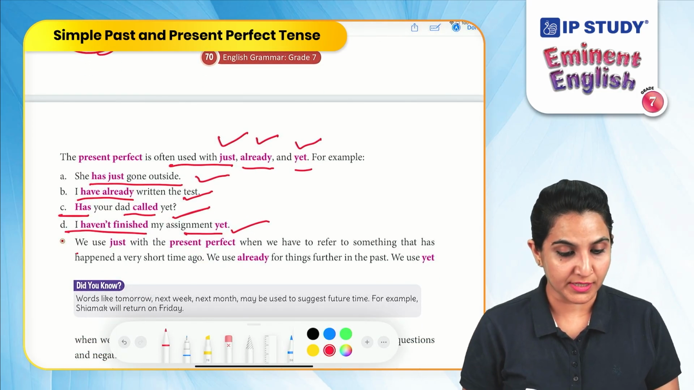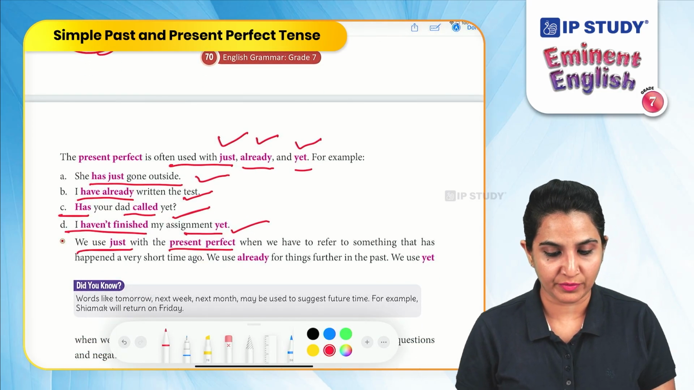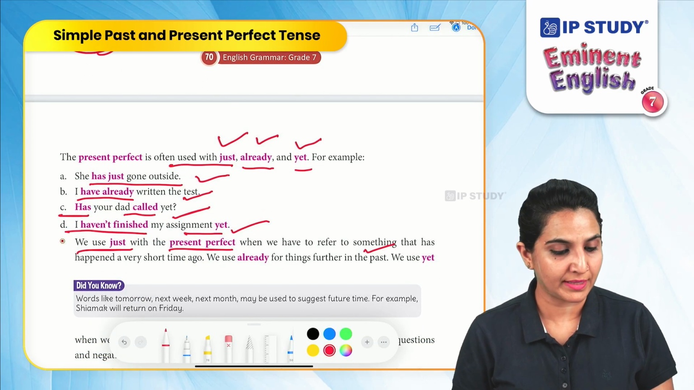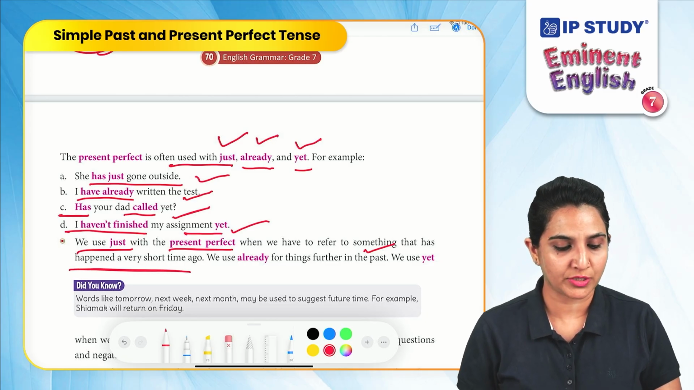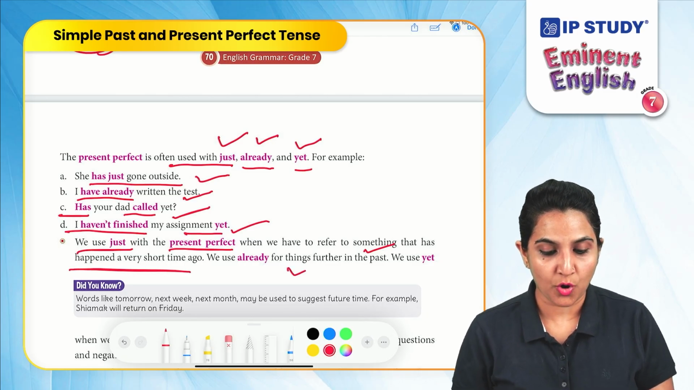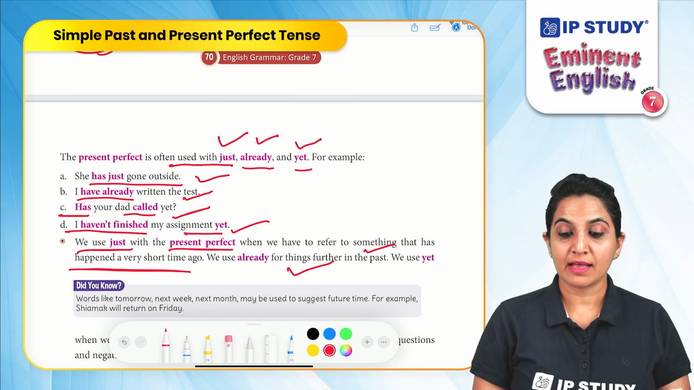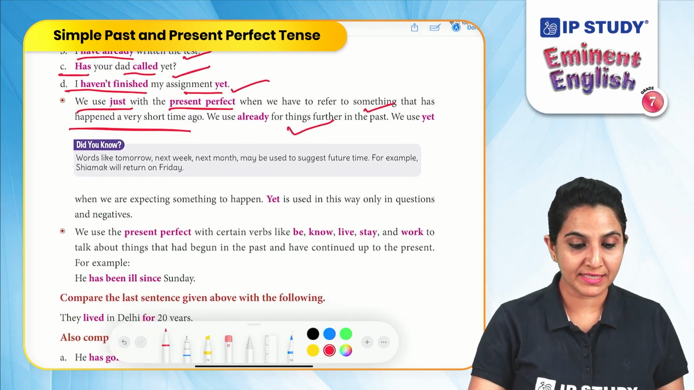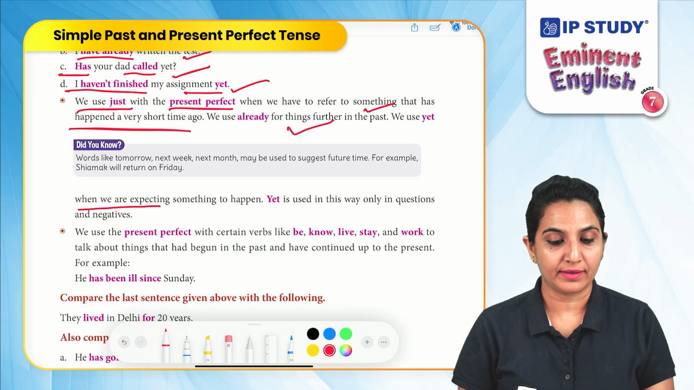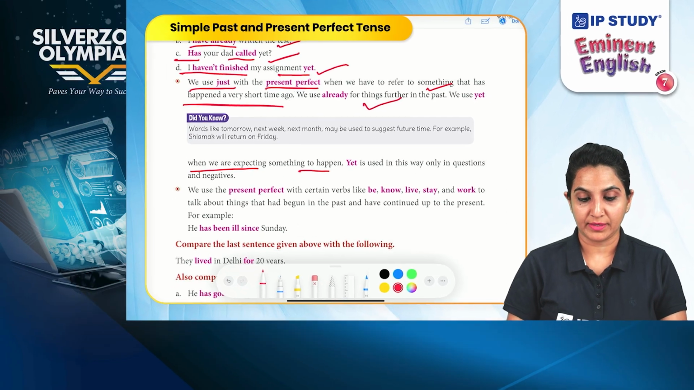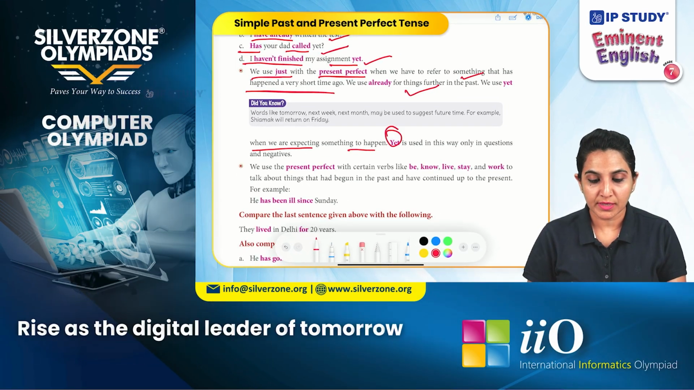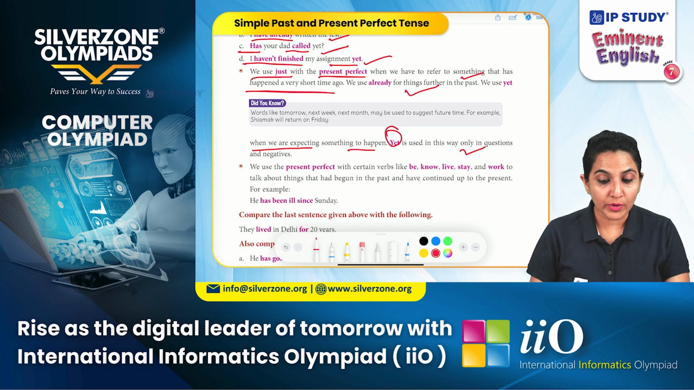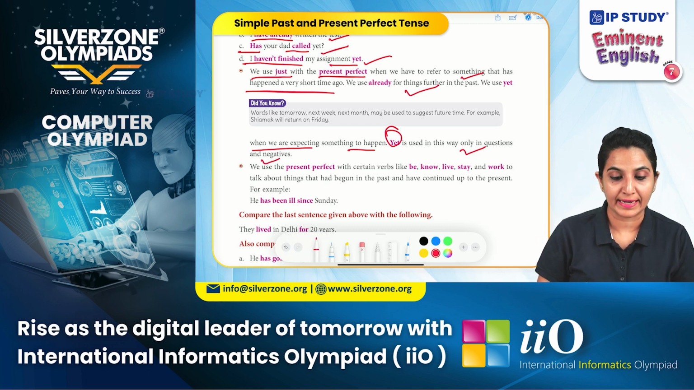We use just with the present perfect when we refer to something that has happened a very short time ago. We use already for things further in the past. And we use yet when we are expecting something to happen. Yet is used in this way only in questions and negatives.